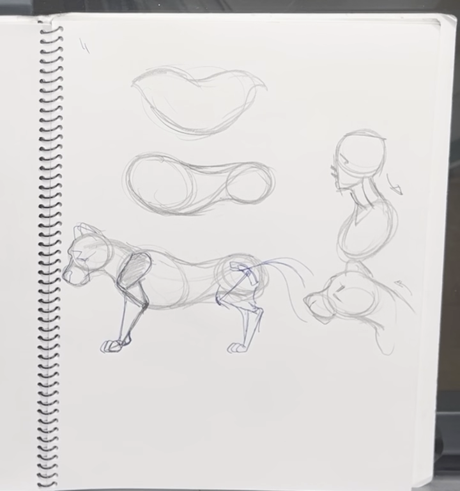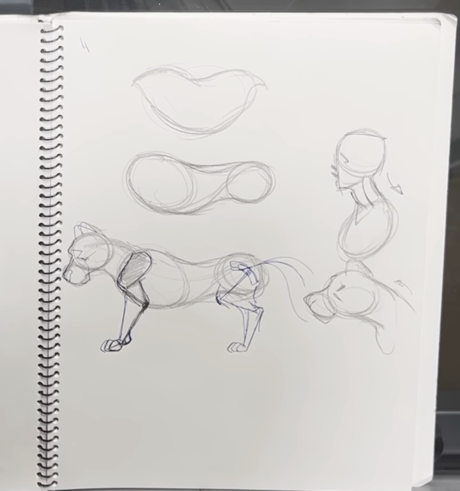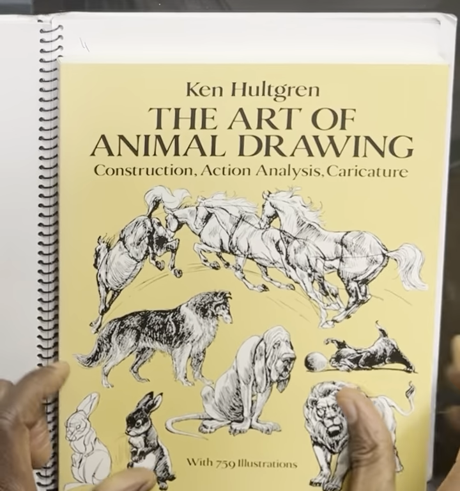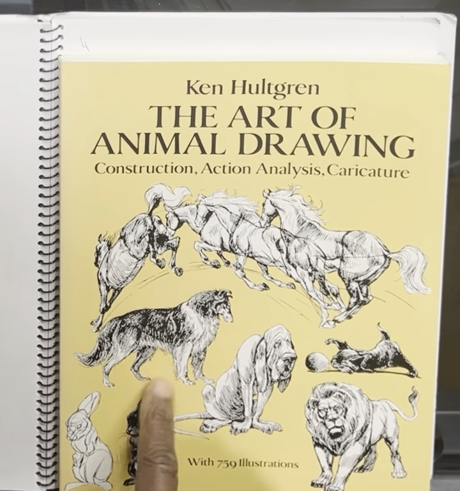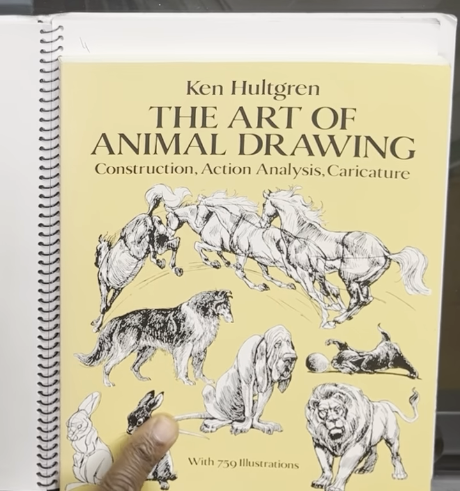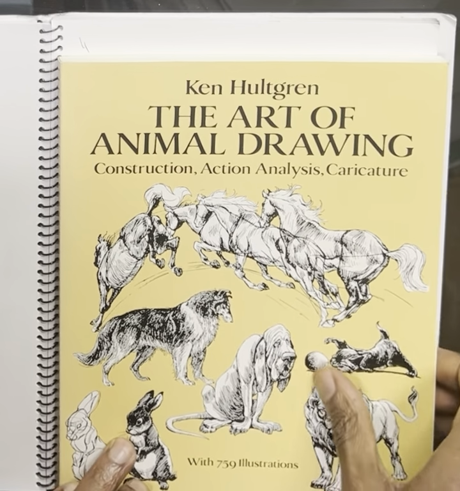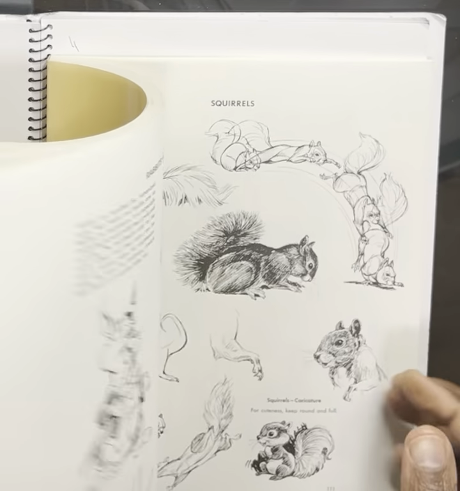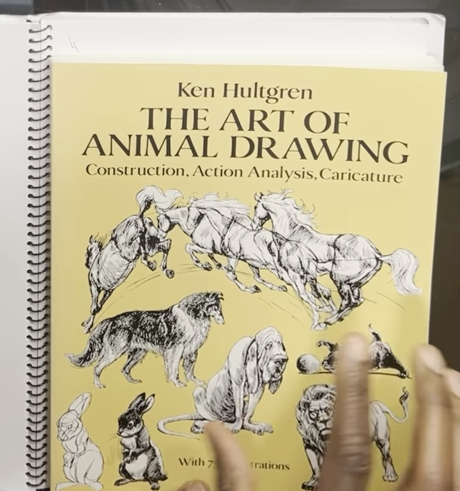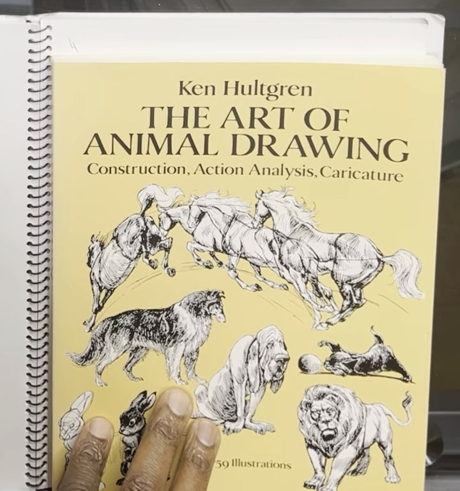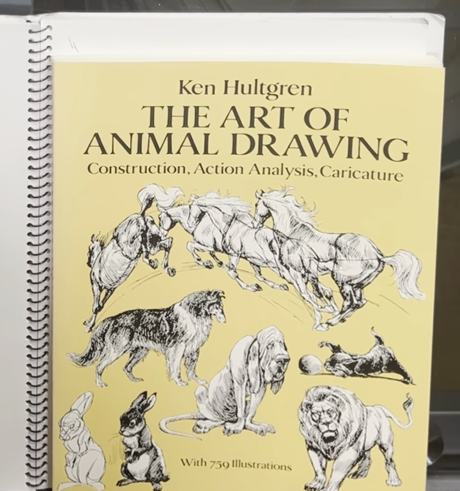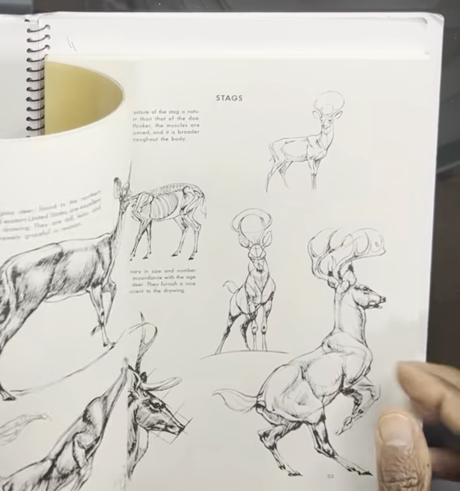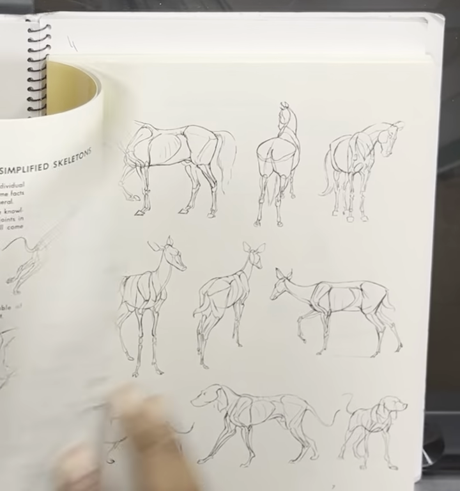One other last thing before I end this. This book here, I highly recommend. This book is probably the best book that's out there in terms of breaking down how to draw animals. This is by Ken Hultgren. Ken Hultgren was an artist at the old Disney studio. He worked on Bambi, and Disney's Bambi was a watershed in terms of portraying animals realistically on film. This book also breaks it down just the way I did a second ago. Let me show you really quick, I don't know if you can see it.